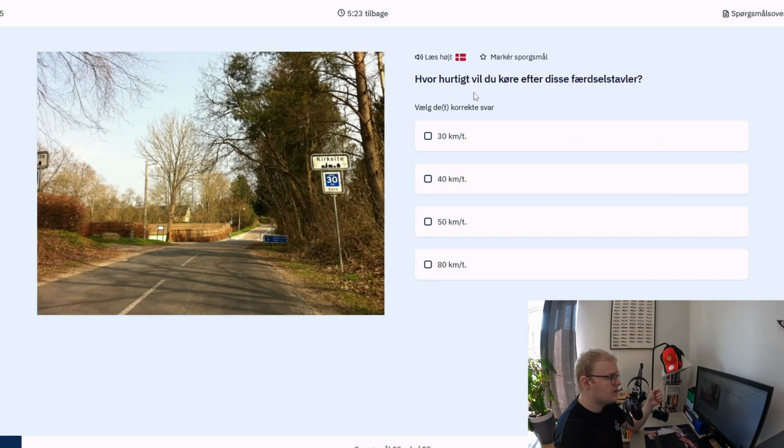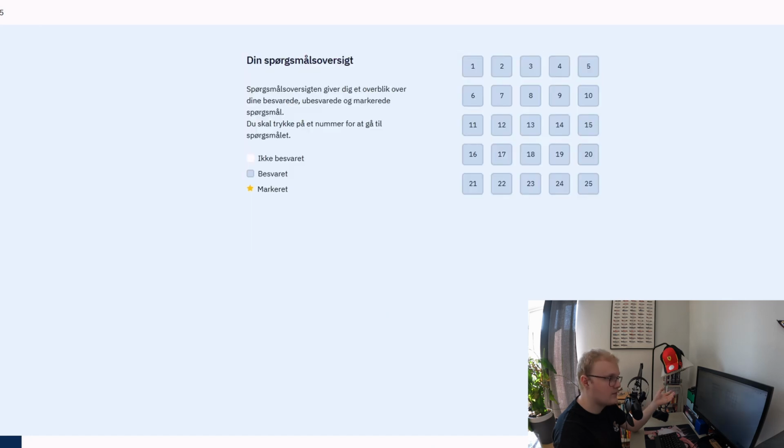How fast are you going to drive after these signs? Again, it's a built-up area, the top one, a 50 kilometers an hour zone. But because there's this recommended speed sign, which during the driving test and these exams you have to follow, it's a 30 kilometers an hour zone, even though it's only a recommended speed.